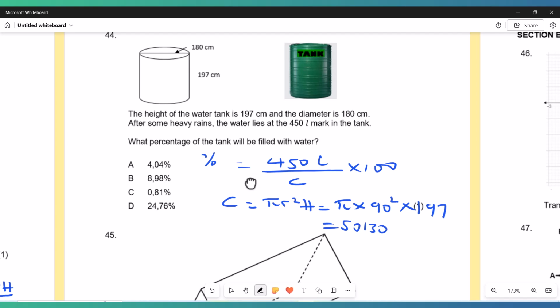130, okay, 39, then 397. Now these are centimeters cubed. Now capacity measured in liters, we divide by 1,000 to get it in liters. It gives me 503 and so on.